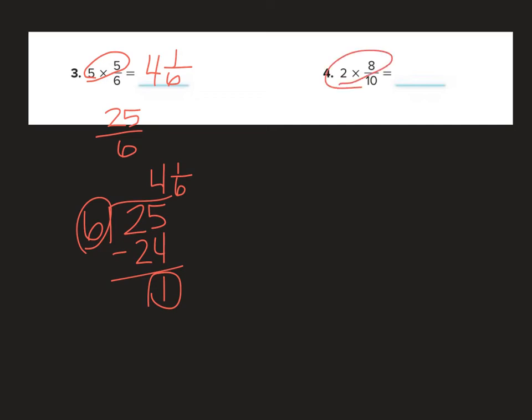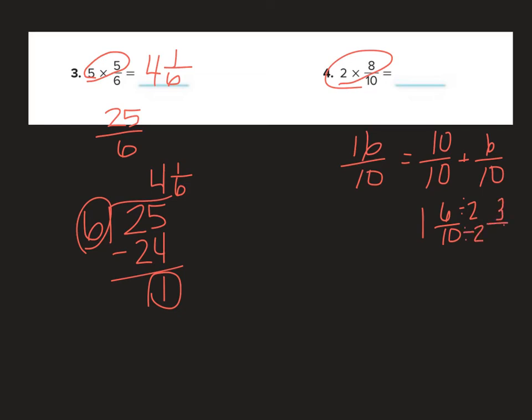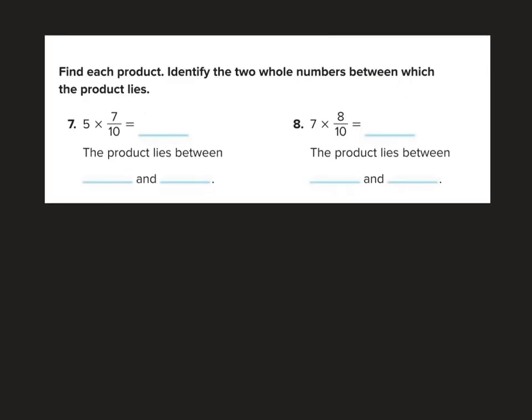2 times 8 is 16/10. Now this one, I can show it as 10/10 plus 6/10. So this is going to be 1 6/10. Now notice I can reduce that. So I'm going to divide by 2, and get 3/5. So my final answer is going to be 1 3/5. Cool. Now I wanted to do some examples here too.